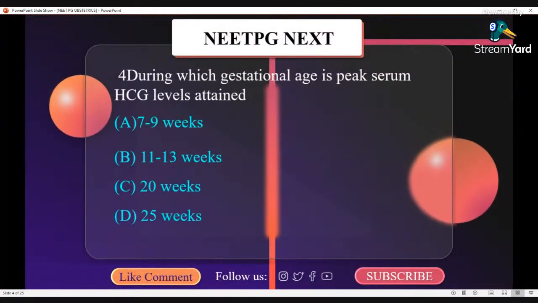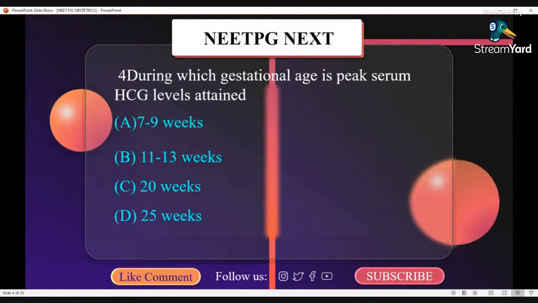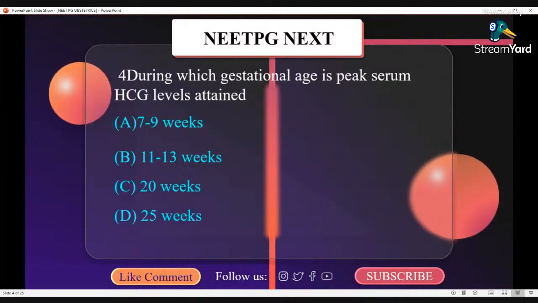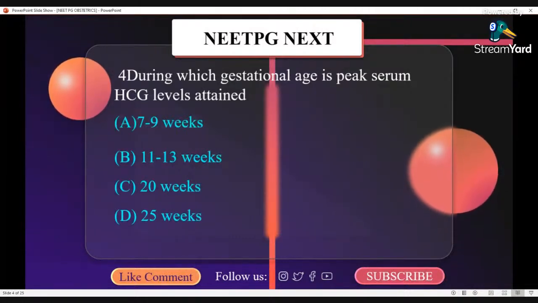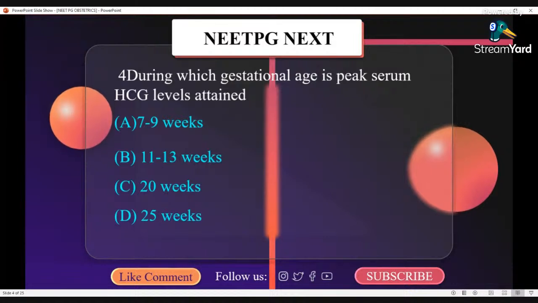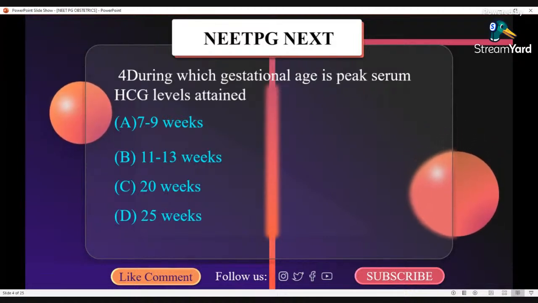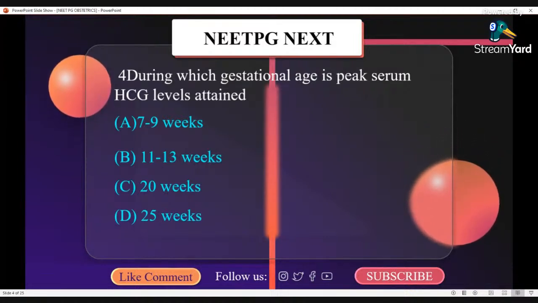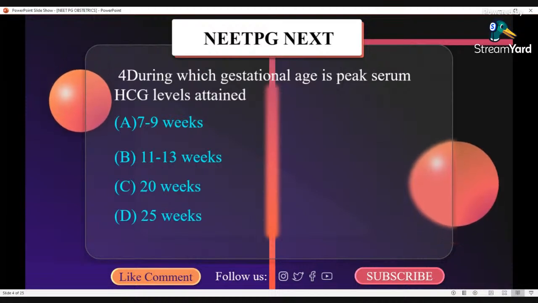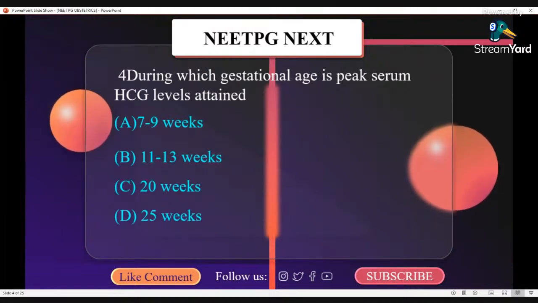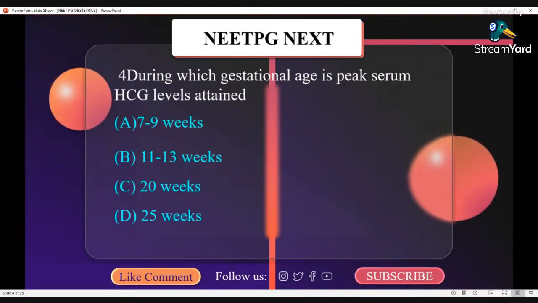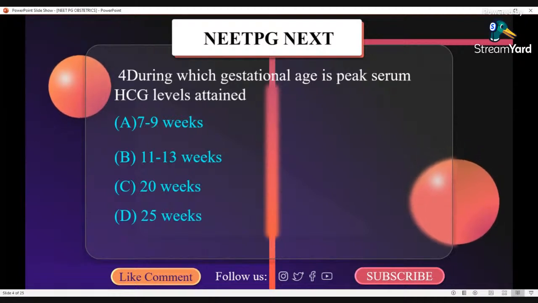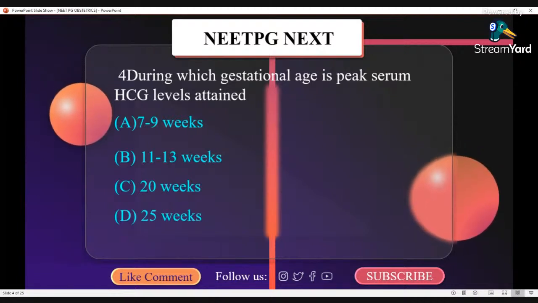During which gestational age is peak serum hCG level attained? Now let us look at the four options. A, 7 to 9 weeks; B, 11 to 13 weeks; C, 20 weeks; and D, 25 weeks.